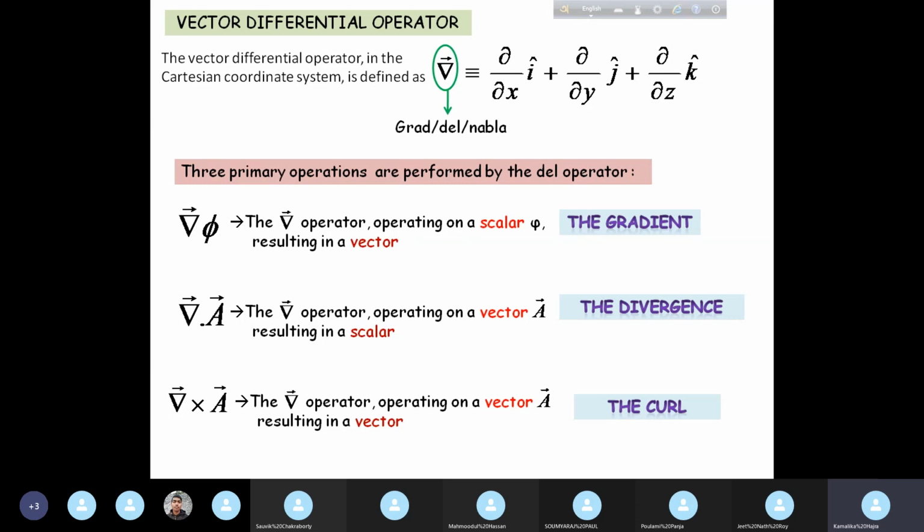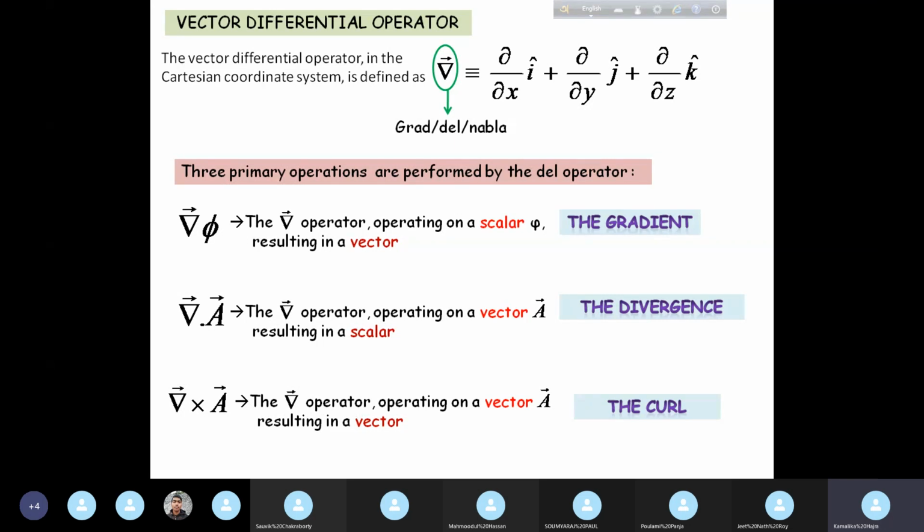One, on a scalar, converting it into a vector, called the gradient. One, on a vector, the result is a scalar, called the divergence of the vector. And finally, operation on a vector resulting in a different vector, and the process is called taking the curl. So as I told you, now one by one we are going to see how these three operations work.